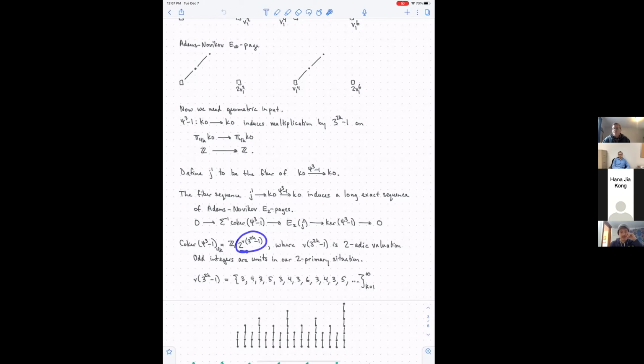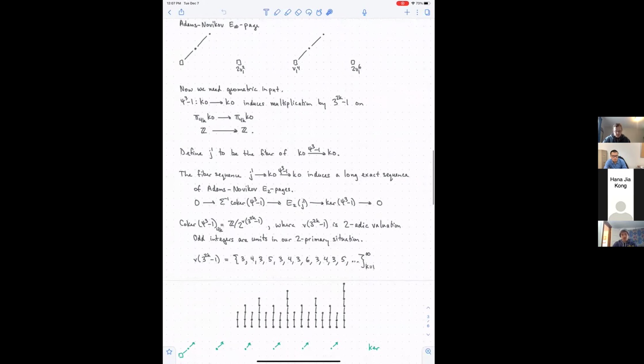We've been working at the prime 2 through this whole mini course. And in particular, when I write Z, what I really mean is the 2-adic integers, because I'm working 2-complete everywhere. And in the 2-adic integers, odd numbers are units. So when I'm taking this quotient group, I can ignore them. I don't really need them. All I need is the 2-primary part of 3 to the 2k minus 1.